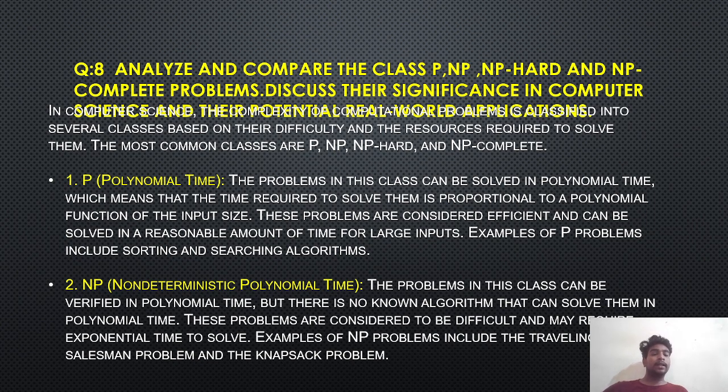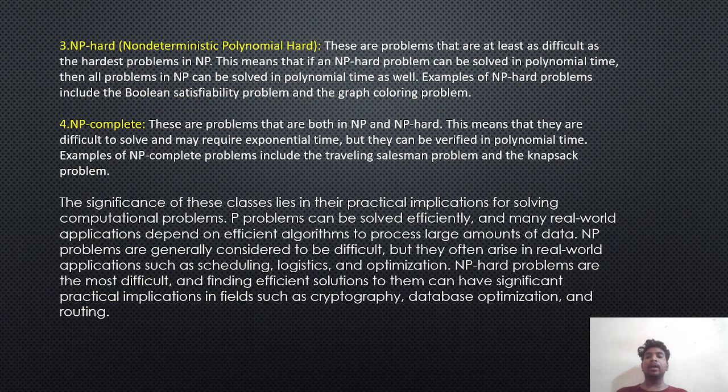These problems are considered efficient and can be solved in a reasonable amount of time for large inputs. Now NP, non-deterministic polynomial time. The problems in this class can be verified in polynomial time, but there is no known algorithm that can solve them in polynomial time. These problems are considered to be difficult and may require exponential time to solve. Examples of NP problems include the traveling salesman problem and the knapsack problem.